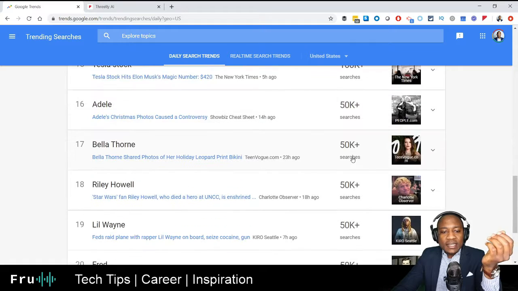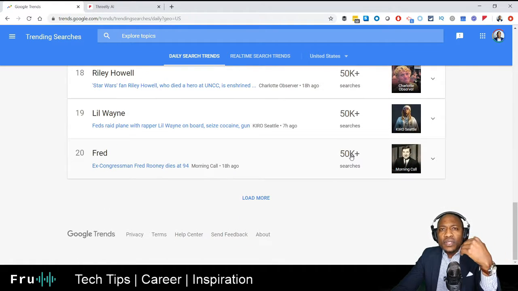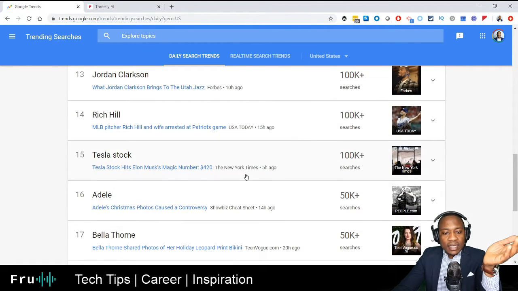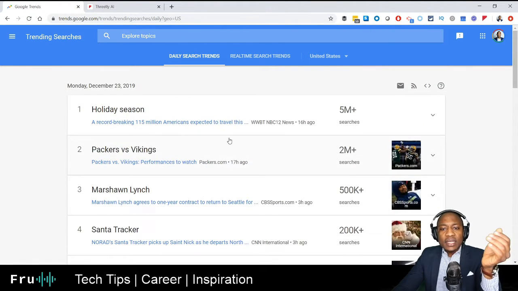Festivals, Lamar Jackson, UFC, and this goes across industries, across genres. So it's not just about entertainment, it's sports, it's music, it's a lot of things that you can search. Like here you can see Lil Wayne is a musician: the Feds raid plane with rapper Lil Wayne on board, seized cocaine and gun. So of course that's something interesting there. Tesla stock hits Elon Musk's magic number 420. Interesting.